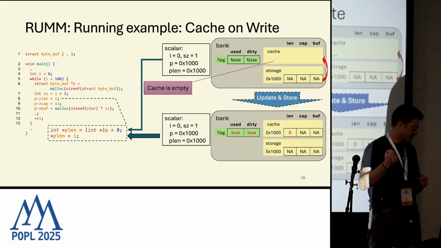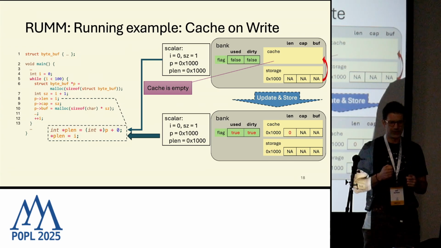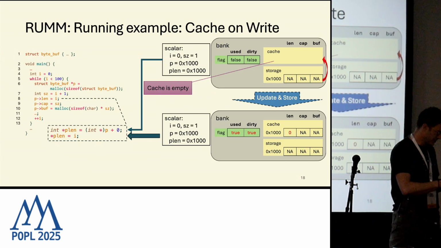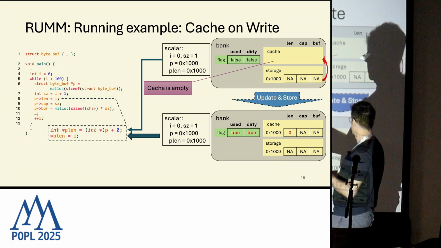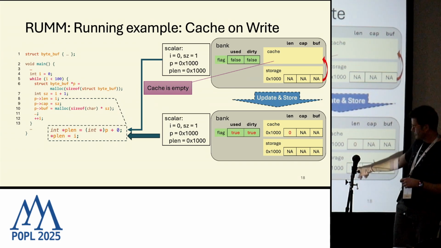I know that the cache is currently empty, it has nothing in it. So I now allocate the object at address 1000 into the cache, and I write my value into the cache. So you see here, where is it? Here at the bottom, the 0 is written into the cache, not yet into the storage.